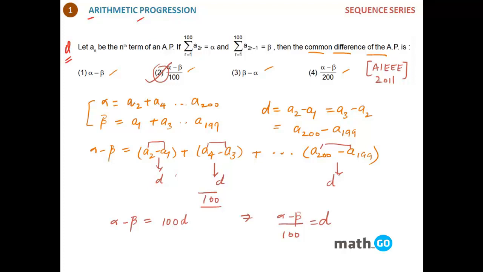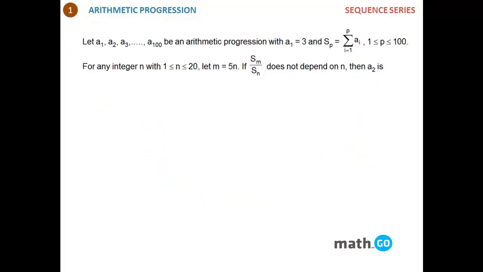Let me take another problem for you to make sure that you are comfortable in this particular domain, right? Alright, so let's take another problem here. It says that A1, A2, A3 up till A100 are in AP, and A1 is given to you this time in the question itself. It is given that A1 is 3, right? And the sum of this progression is also given to us, again with the summation sign.